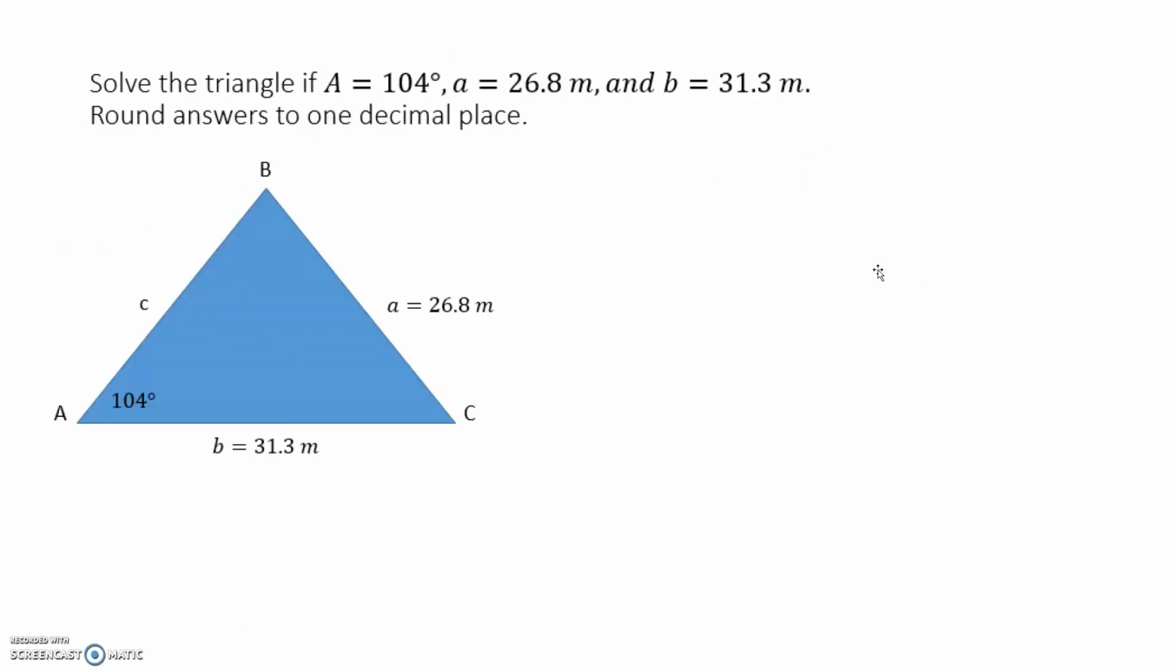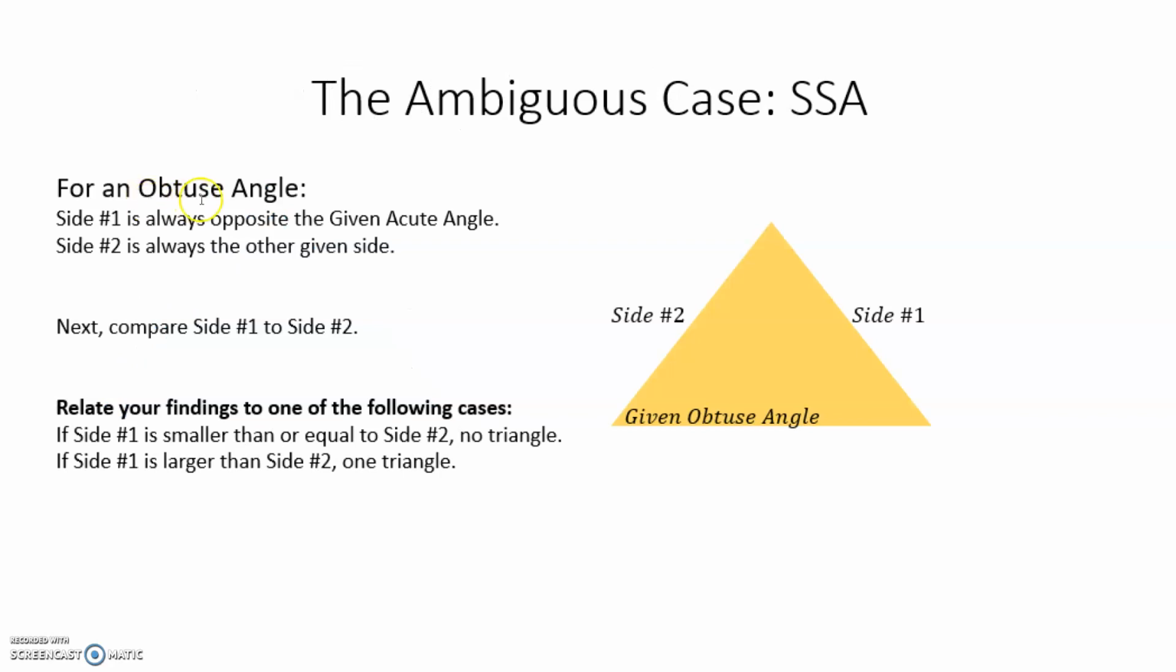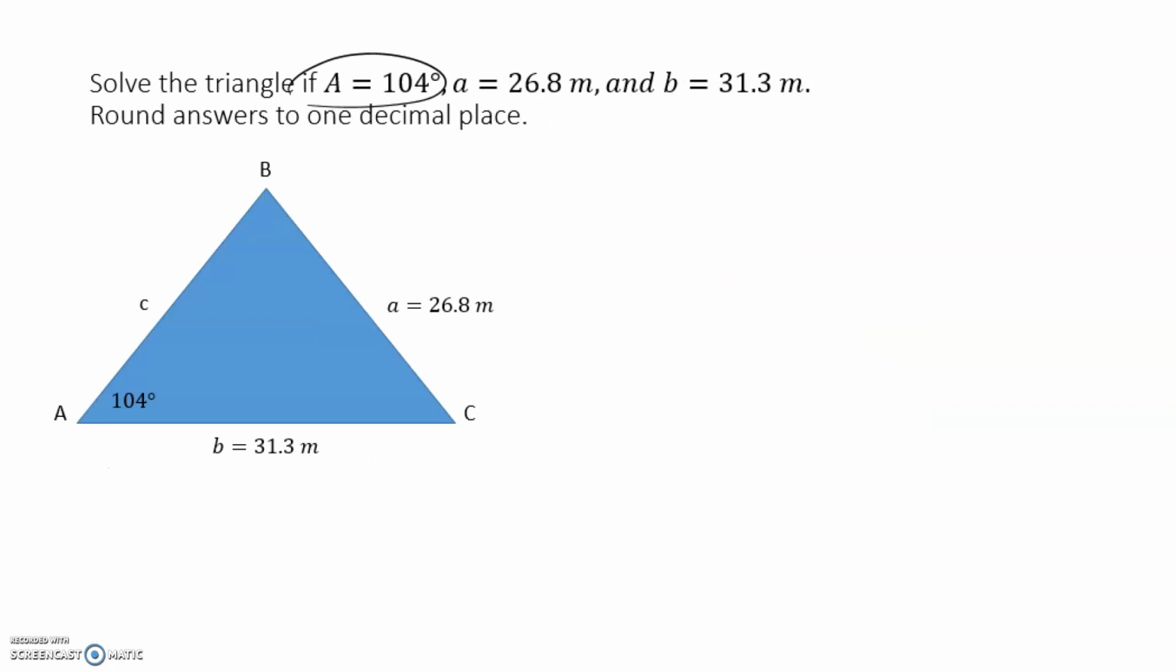Okay, now let's look at a triangle that's got an obtuse angle. So we've got 104. Okay, so if we go back here, for an obtuse angle, side 1 is always opposite the given acute angle, so same setup here. And side 2 is always the other given angle. And then we're just going to compare side 1 to side 2. So let's go ahead and get the set up.